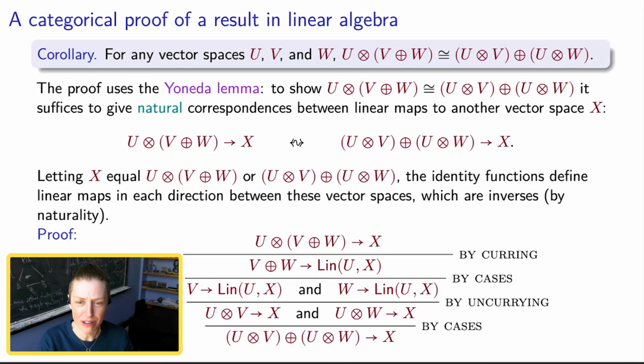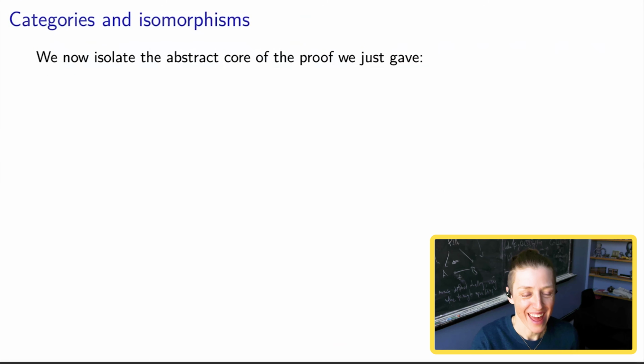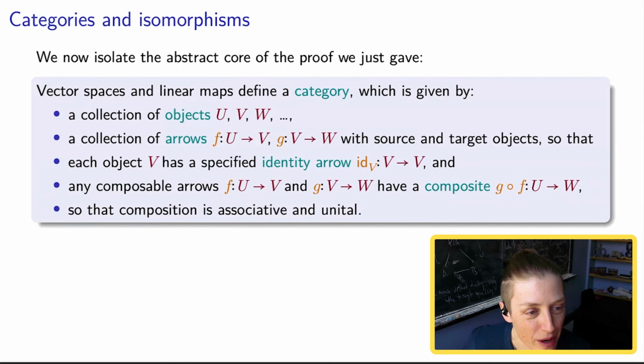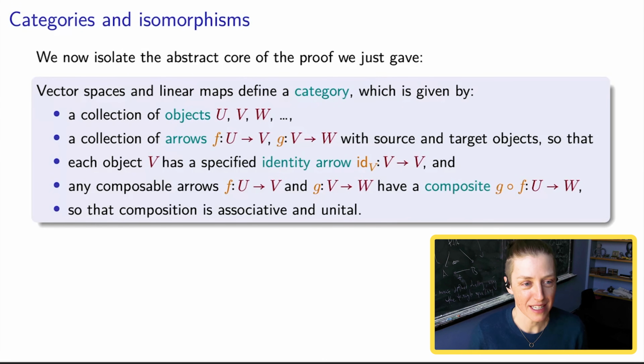So where's the category theory here? I'm going to isolate the abstract core of the proof that we just gave. And the first thing I want to explain is what a category is. In the argument we were just discussing, we were thinking about vector spaces and linear maps between those, and those define an example of a category.